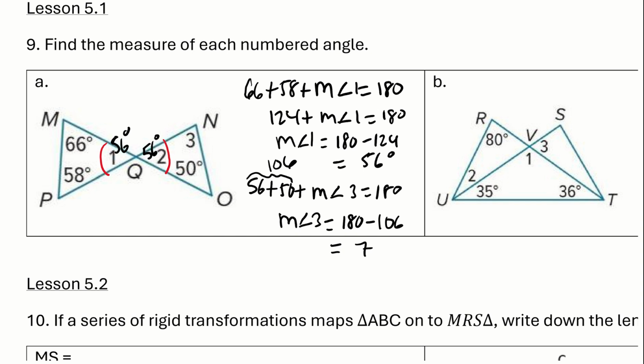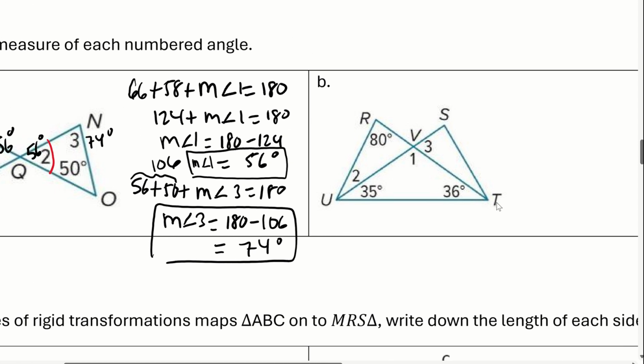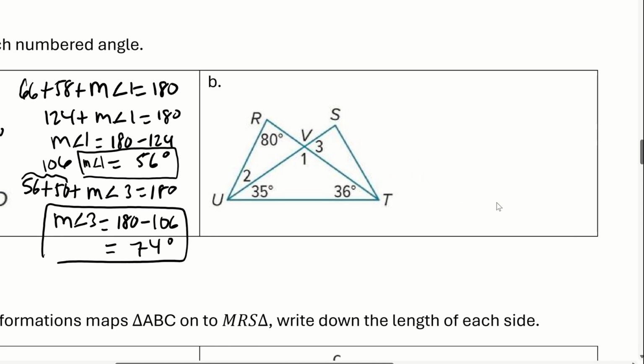So then it has to be 74 degrees. Let me just box my answers. So this is angle 3, and this is angle 1. All right, that takes care of that one. Notice how I show my work.